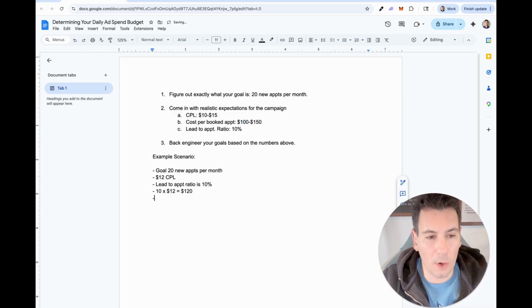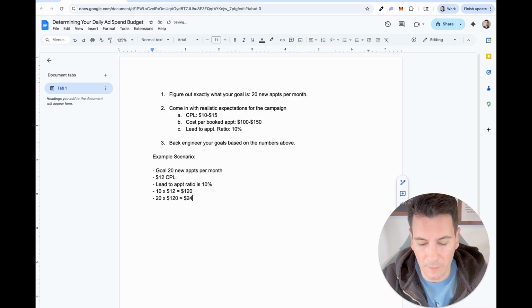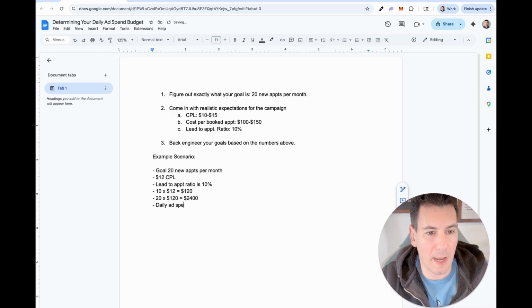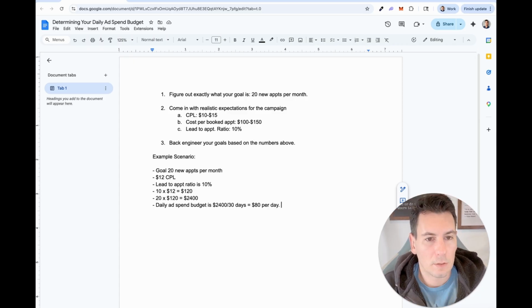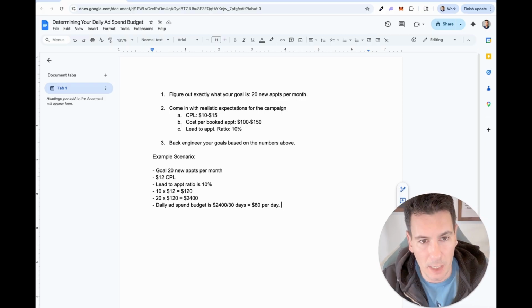Now again, with the goal of 20 new appointments per month, let's times 120 by 20. And what do we get there? $2,400 per month in ad spend in order to generate 20 new appointments on your calendar. So that means your daily ad spend budget is $2,400 divided by 30 days, which equals $80 per day in ad spend. So that is a realistic baseline of what to expect and how to think about what your daily budget should be on Facebook and Instagram.